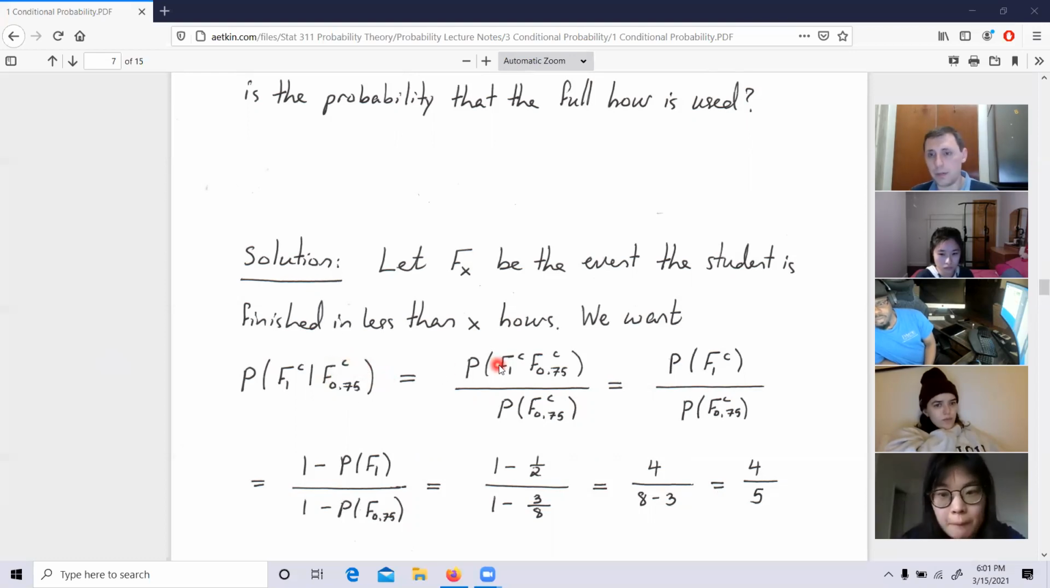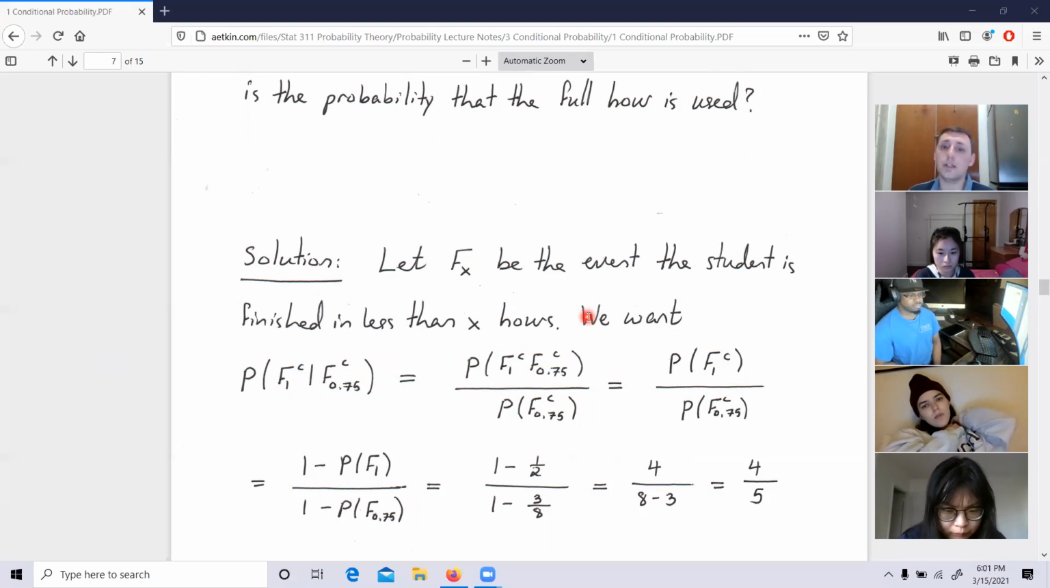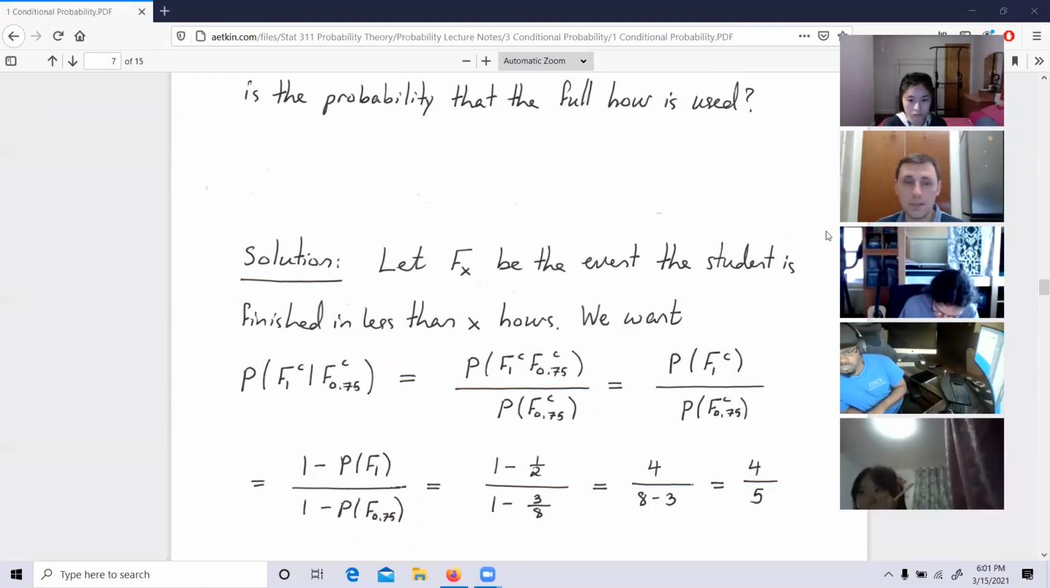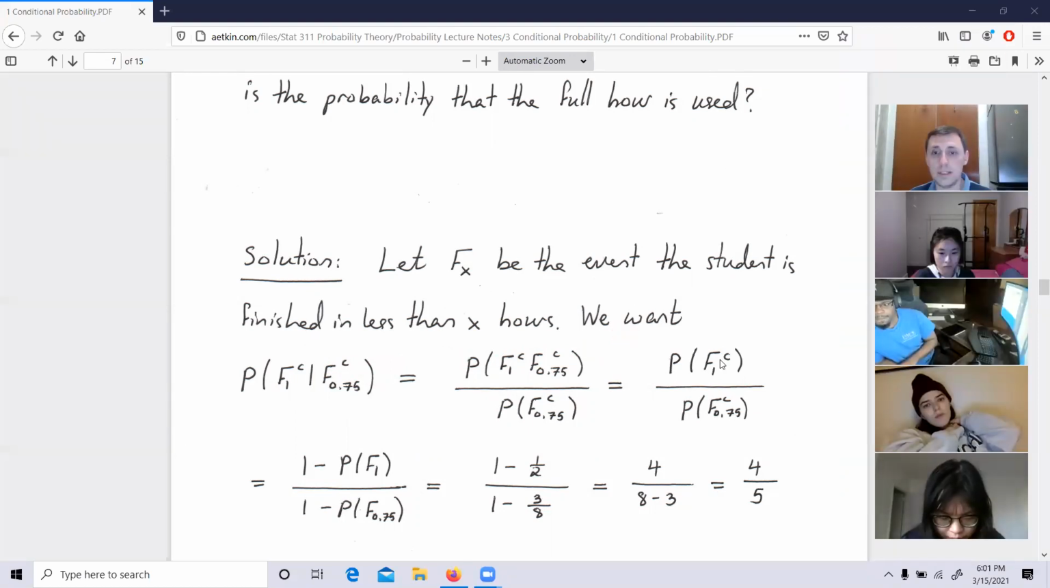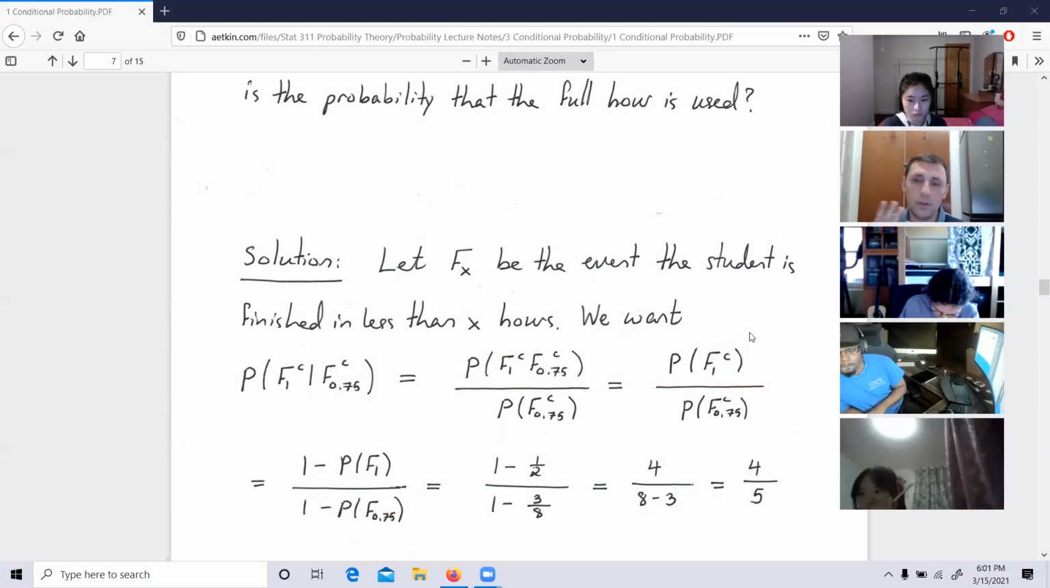So what is that? By conditional probability, it's just the probability of the intersection of both events in the numerator, and the probability of this event in the denominator. Now here, guys, think about it, right? One set belongs to another set. If the person did not finish within an hour, certainly the person did not finish within 75% of the hour. Yes? So the intersection of those two events is the probability of F1 complement. Are you clear?